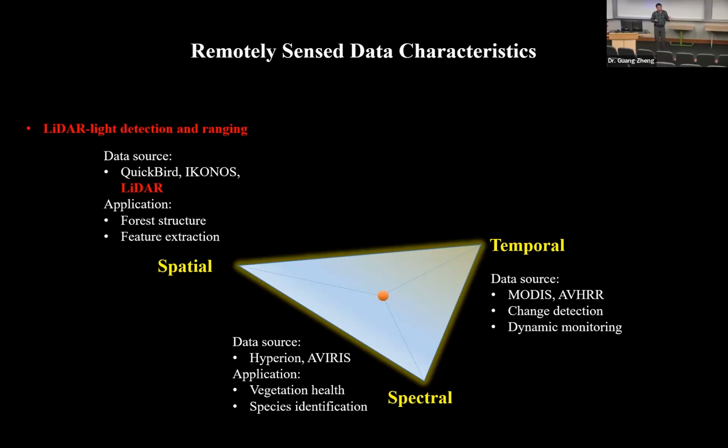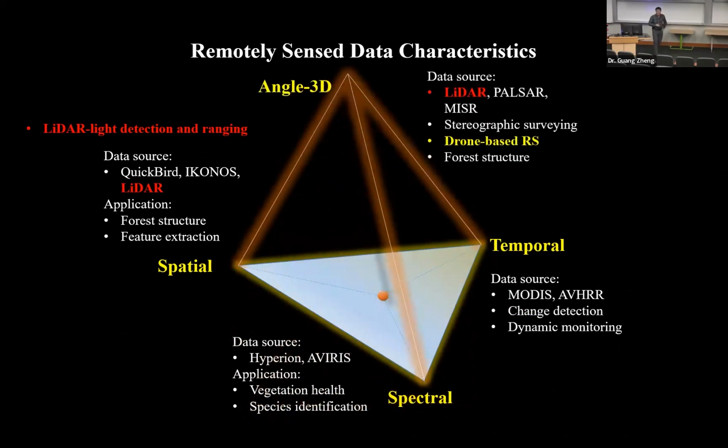But actually that's still not good enough. Because like I mentioned earlier, we want to study the three-dimensional structure of the forest stand. So one missing part is the angle. If we see the same target object from different angles, we definitely can obtain more information about the forest structure. So that's the opportunity for Lidar, the light detection and ranging technology.